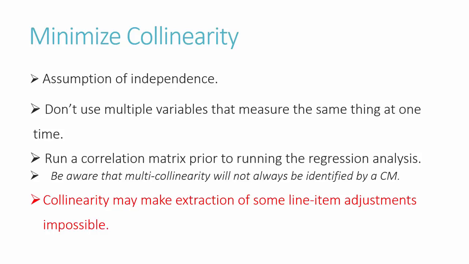All right, now the simple fact is, on an intermediate level, and sometimes even at an advanced level analysis, collinearity may make extraction of some line item adjustments impossible. You may run it and just say, can't get it, didn't work. I would still report that in your appraisal, because a lot of times clients, state appraisal commissions, reviewers are all looking to see, did you try? They're looking to see, did you do your due diligence? So if you run something and it doesn't work, it's still great to tell that you tried it.